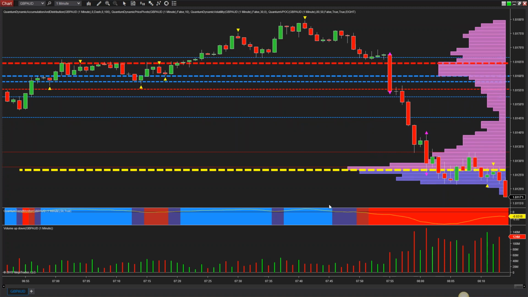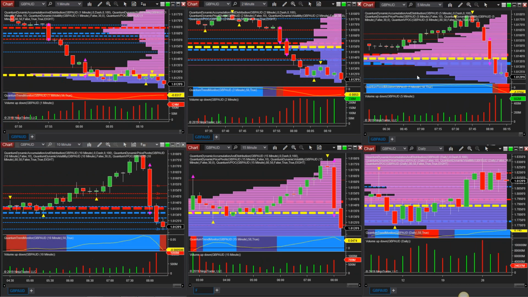Let's just see how this develops. There we go. Breaking to the downside. See what we've got in the other time frames. We've got a pivot low, pivot high, which is signaling congestion, which is what we're seeing, and we're also sitting on the volume point of control there as well.